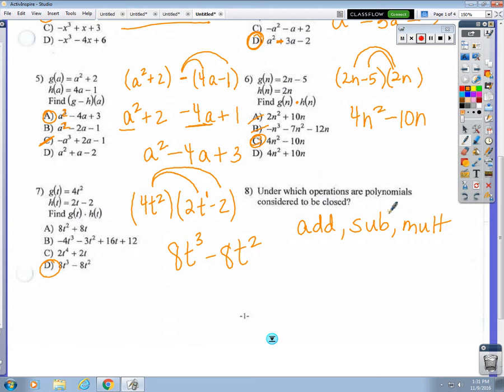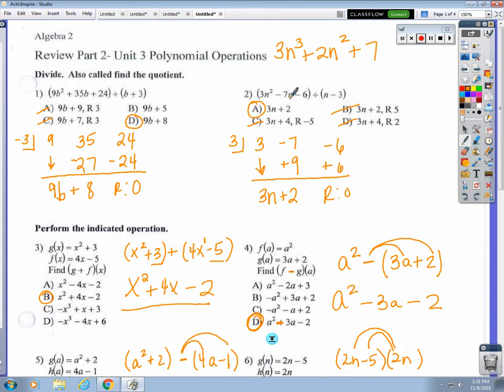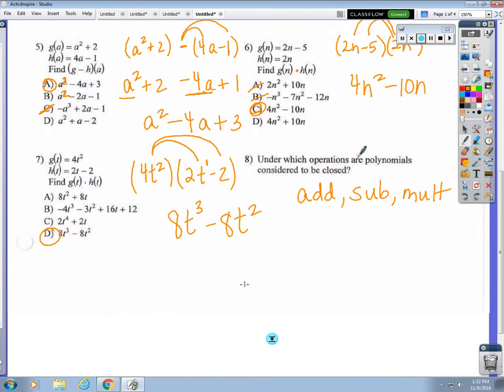But when you divide, sometimes you will get a polynomial. Like, look up here. When we divided both of these, we got back polynomials. It won't always happen, though. Sometimes you're left with dividing by a variable, and that is not a polynomial. So division is not closed. Only addition, subtraction, and multiplication. Okay, let's move to the next page.